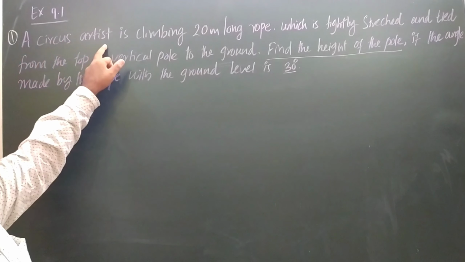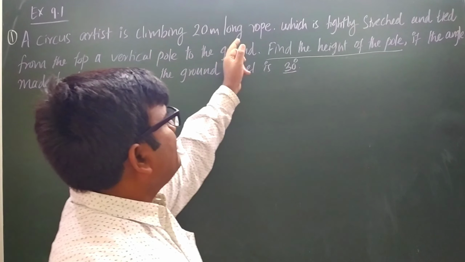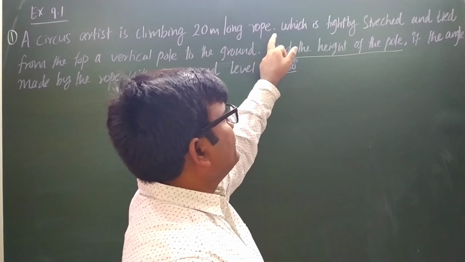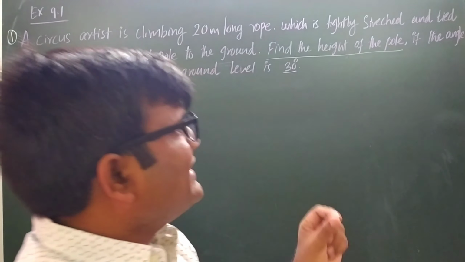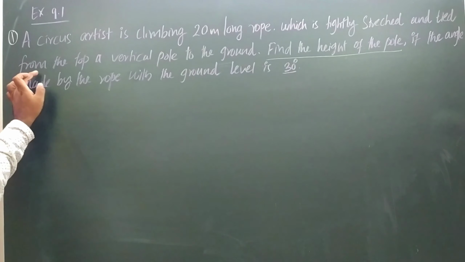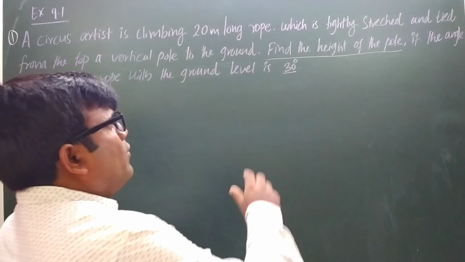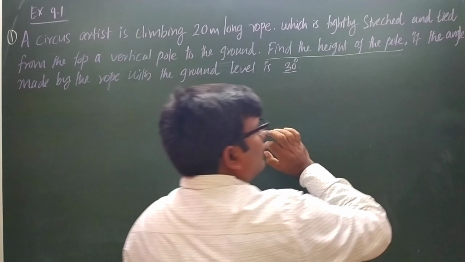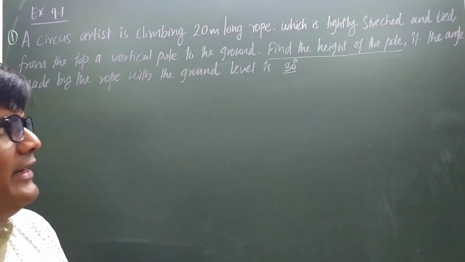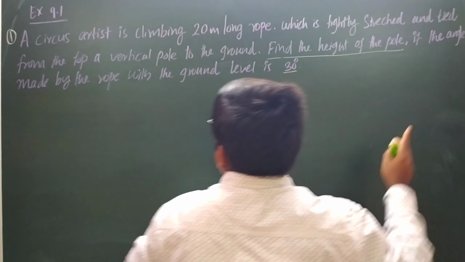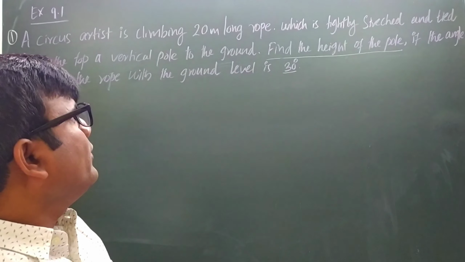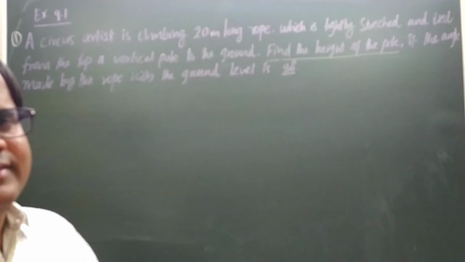A circus artist is climbing a 20 meters long rope which is tightly stretched and tied from the top of a vertical pole to the ground. Find the height of the pole, if the angle made by the rope with the ground is 30 degrees.